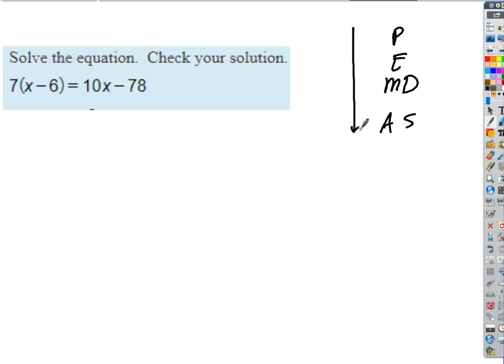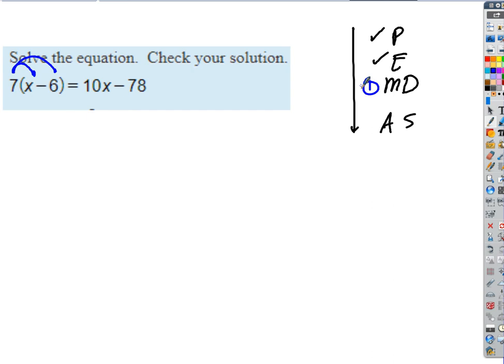Well, let's go through the steps. Inside the parentheses, I have an x minus 6. Can I simplify x minus 6? No, they're not like terms. So we can skip through that step. There are no exponents, so I can skip through that step. What's the first thing I see? Multiply, divide. Well, isn't that what you're doing when I distribute the 7? I'm just multiplying the 7 by the quantity x minus 6. So the first step you would do is actually you're simplifying by multiplying.